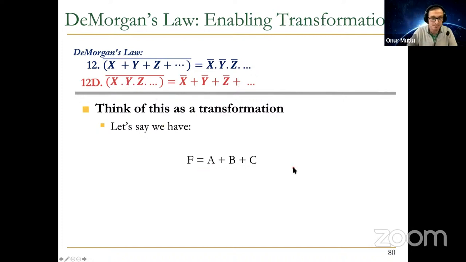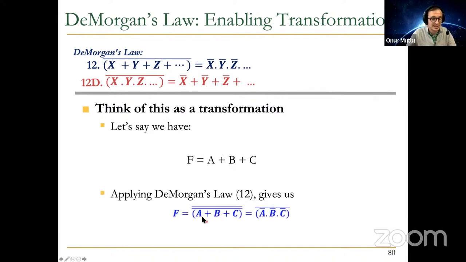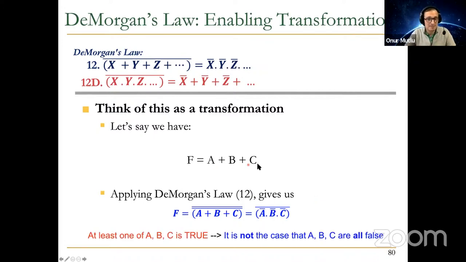So let's say we have f equals a plus b plus c. Applying De Morgan's law, you get this. You complement, complement, and a plus b plus c's complement is a bar dot b bar dot c bar, as you can see over here. And then you have the complement. Now, logically, this makes sense, right? So a plus b plus c means that at least one of ABC is true. Now let's take a look at over here what this means logically. This means that it is not the case that a, b, and c are all false. So if you actually write this in logic, that's what this blue part means. It is not the case that a is false and b is false and c is false, which is the same as at least one of ABC is true, right? That's the logic. So De Morgan's law makes sense from basics.